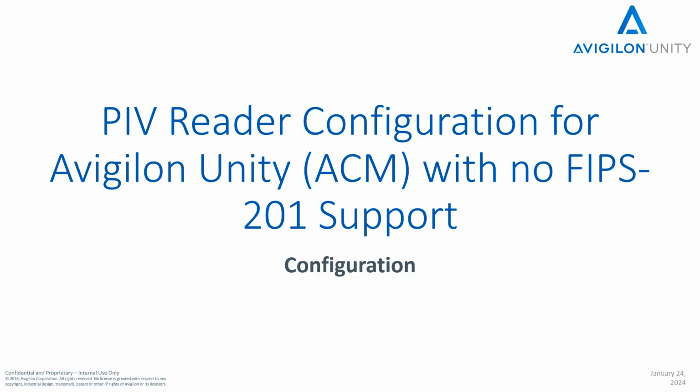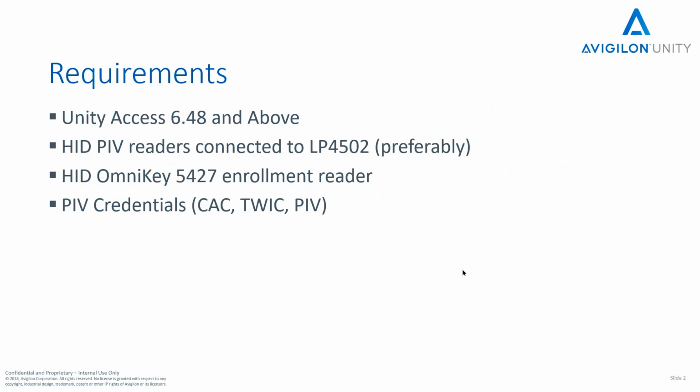In this video, we're covering PIV Reader configuration with a Vigilant Unity without FIPS-201 support. Here are the requirements. You need to have a Vigilant Unity access control 648 or above, HID PIV readers connected preferably to an LP4502 or any LP Mercury board.